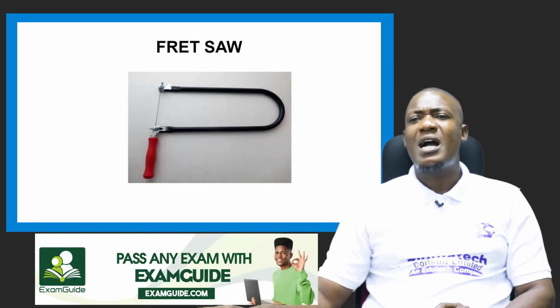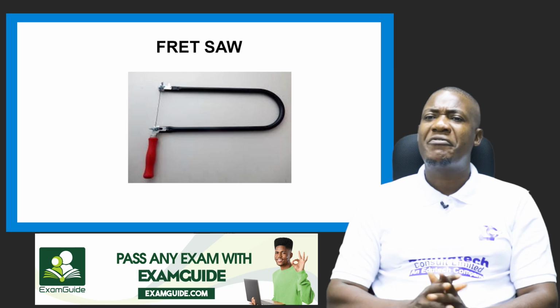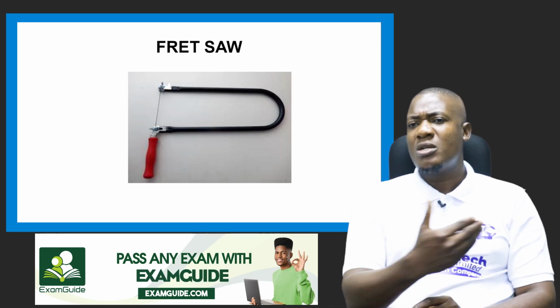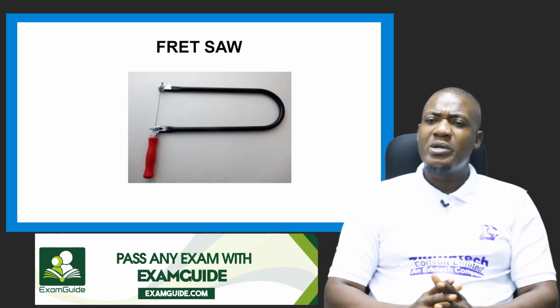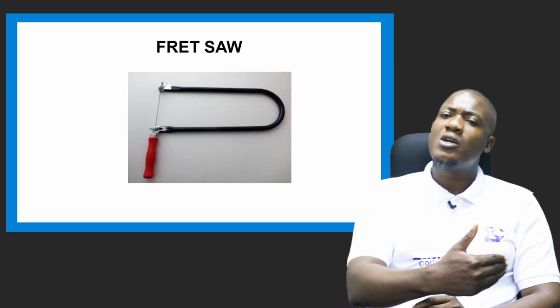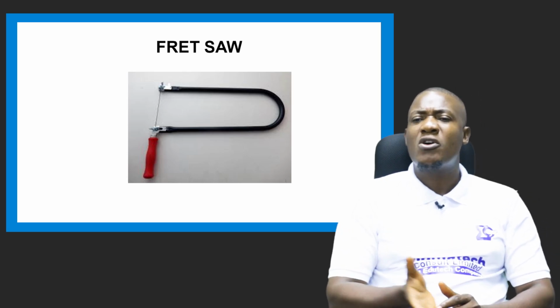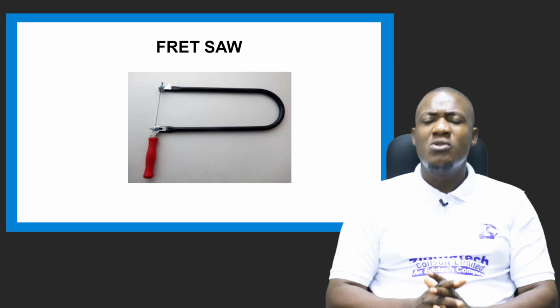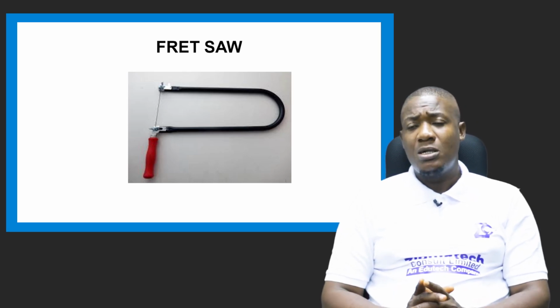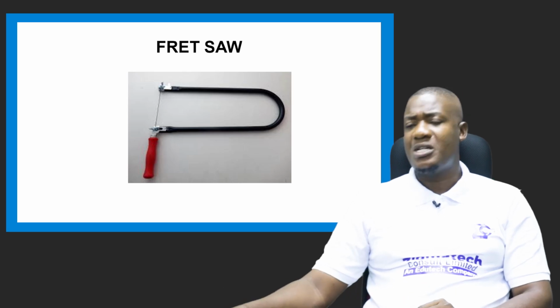We also have another saw we call the fret saw. The fret saw basically also does almost the same function as a coping saw. It is used to cut curves in a woodwork. When you want to make curve or cut curves in a woodwork, we use the fret saw for that purpose. In plywood, basically, we use the fret saw for that.